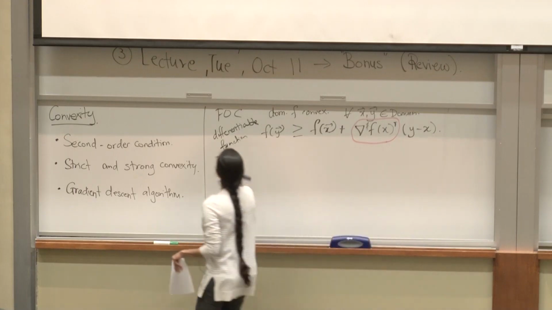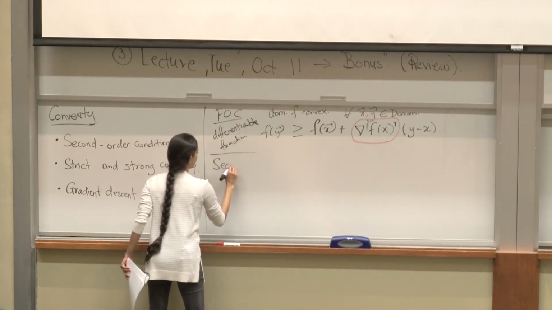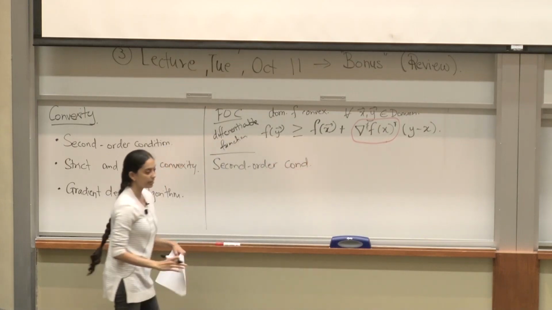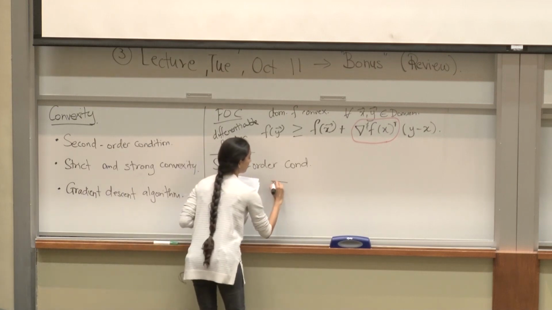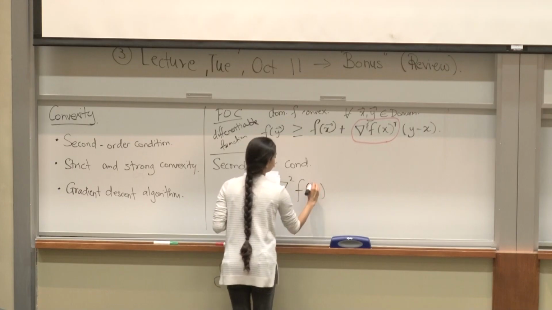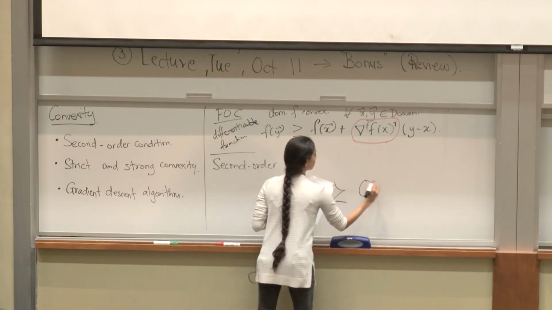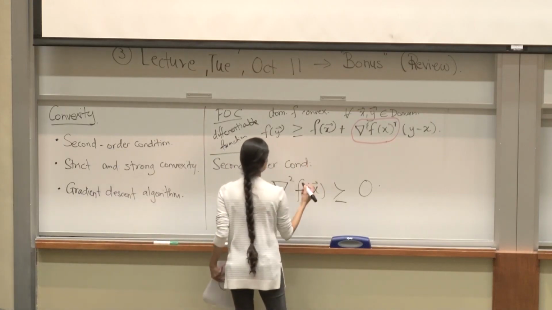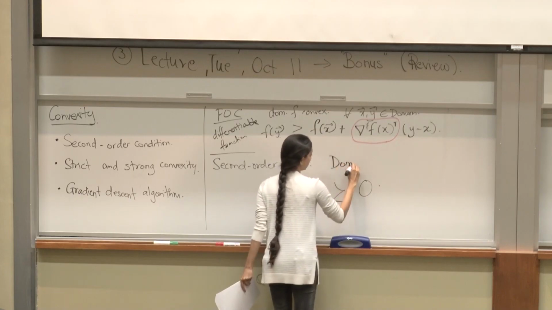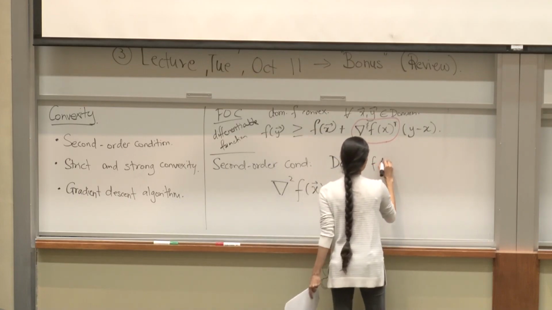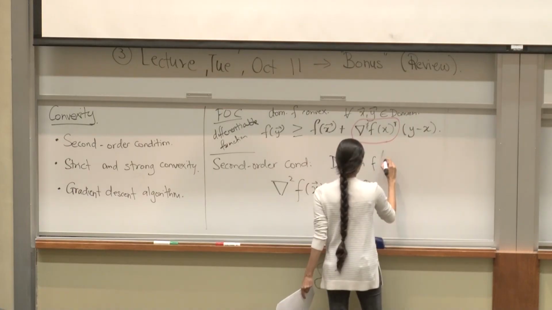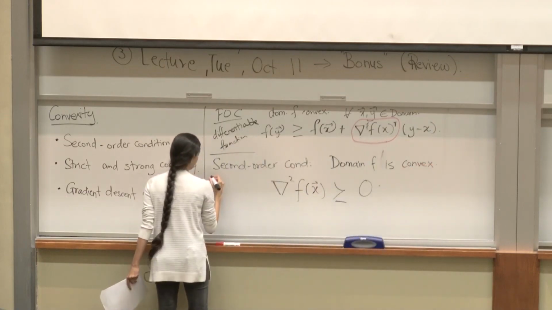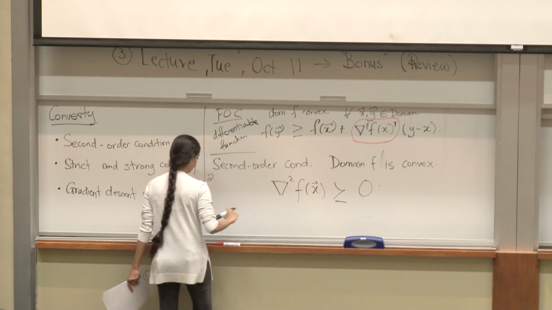Okay, good. So now from here we want to move to the second order condition. And here the second order condition is basically talking about the Hessian. And we want to have the Hessian be greater than or equal to 0. And what do I mean by this? So here, first of all, I should always say that I want to always have the domain of f be convex. And we need to have a twice differentiable function.